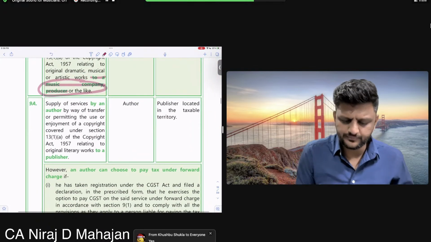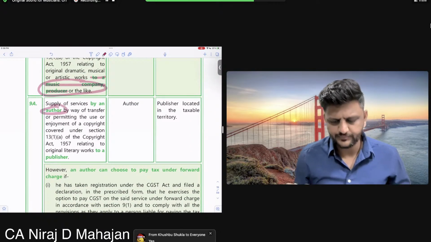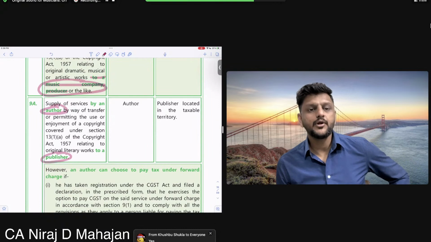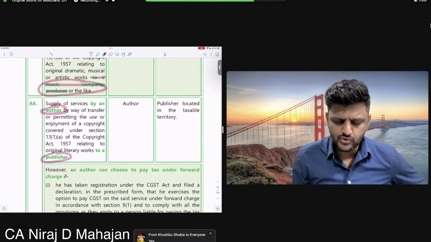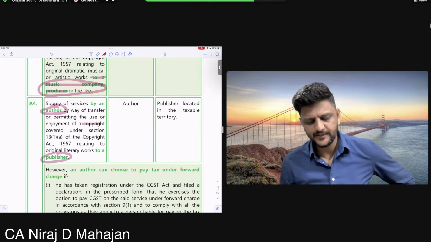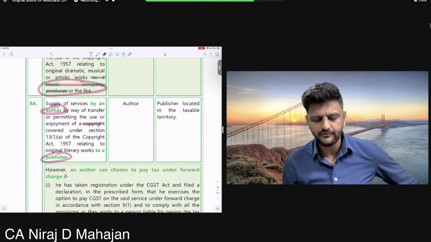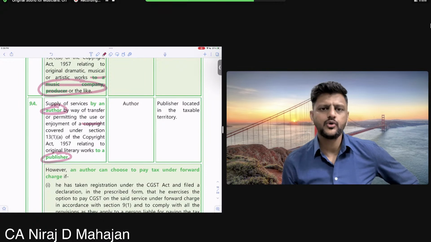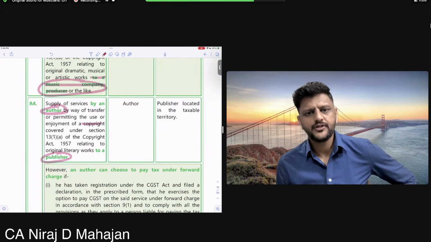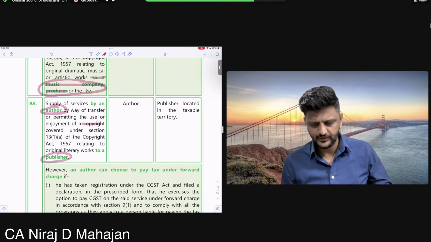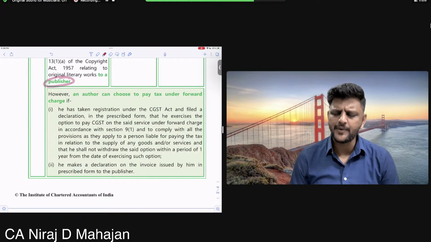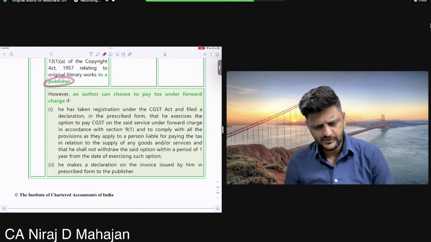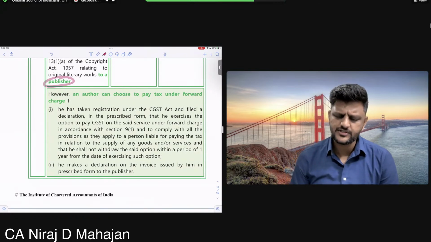Same thing. Author to publisher. है ना? Supply of services by an author by way of transfer or permitting the use or enjoyment of a copyright, है ना? Related to original literary works to a publisher. Who will pay the tax, बच्चों? Publisher. Done. Check.